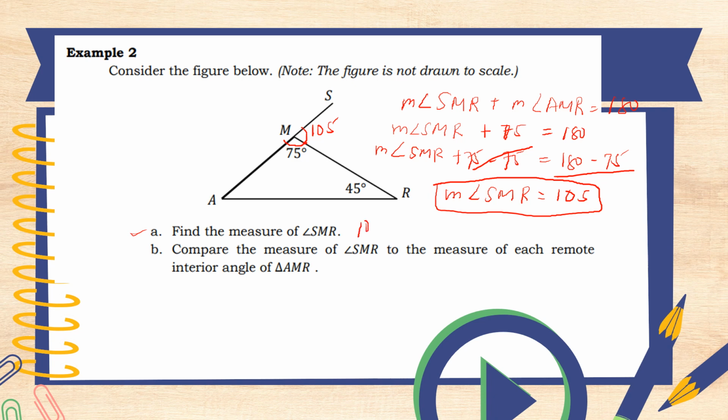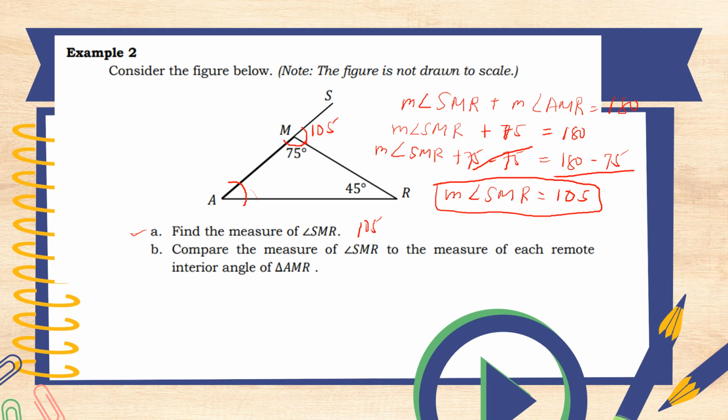Now, compare the measure of angle SMR to the measure of each remote interior angle. So, angle SMR is 105. The interior angle A is unknown, so we cannot compare it yet. First thing to do is to find the measure of angle A.